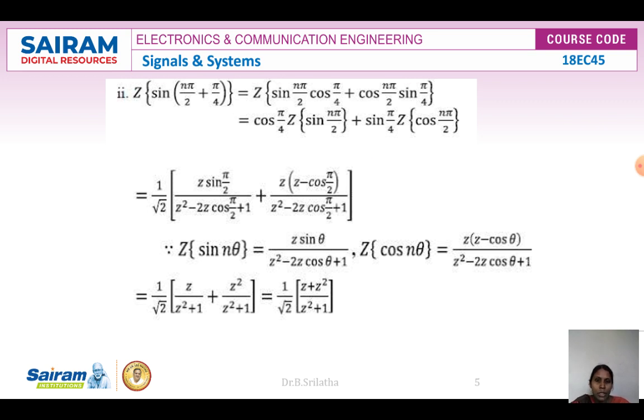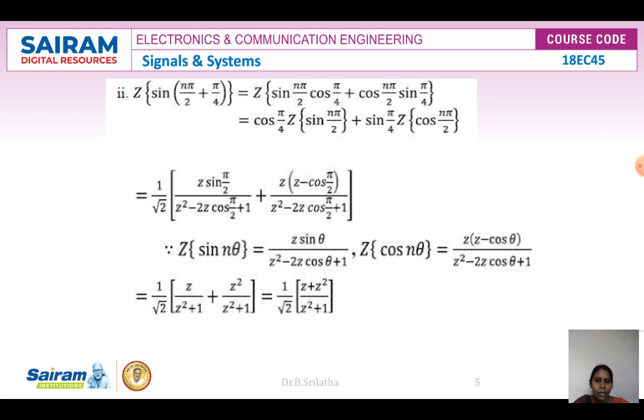We know the Z transform of cos n theta, that same formula we can apply here, and the same for sin n theta. We have the formula, so we can write it directly. Here I wrote it. Z transform of sin n theta is this much, and Z transform of cos n theta we already did in the first video on finding Z transforms, the basic formulas. Using that we can substitute directly to get this one.